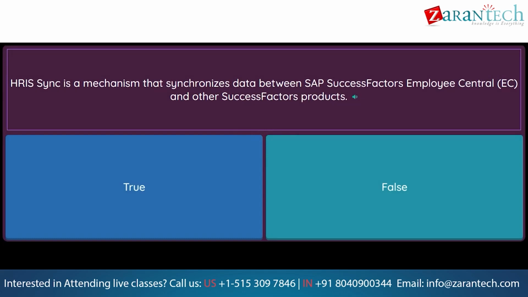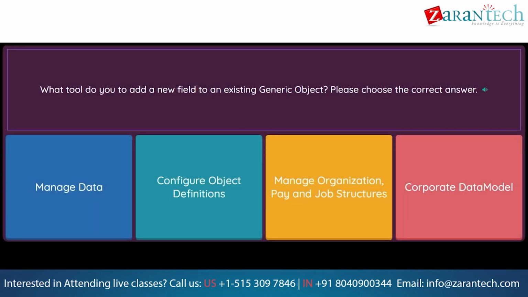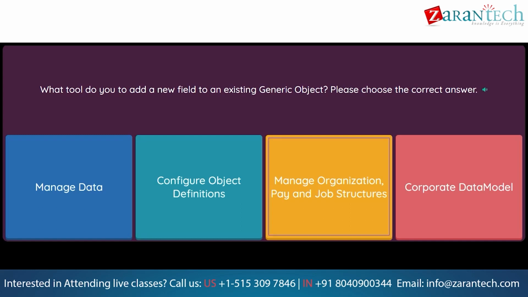Question: HRIS Sync is a mechanism that synchronizes data between SAP SuccessFactors Employee Central, EC, and other SuccessFactors products. Option 1 True. Option 2 False. Question: What tool do you use to add a new field to an existing generic object? Please choose the correct answer. Option 1 Manage Data. Option 2 Configure Object Definitions. Option 3 Manage Organization, Pay and Job Structures. Option 4 Corporate Data Model.